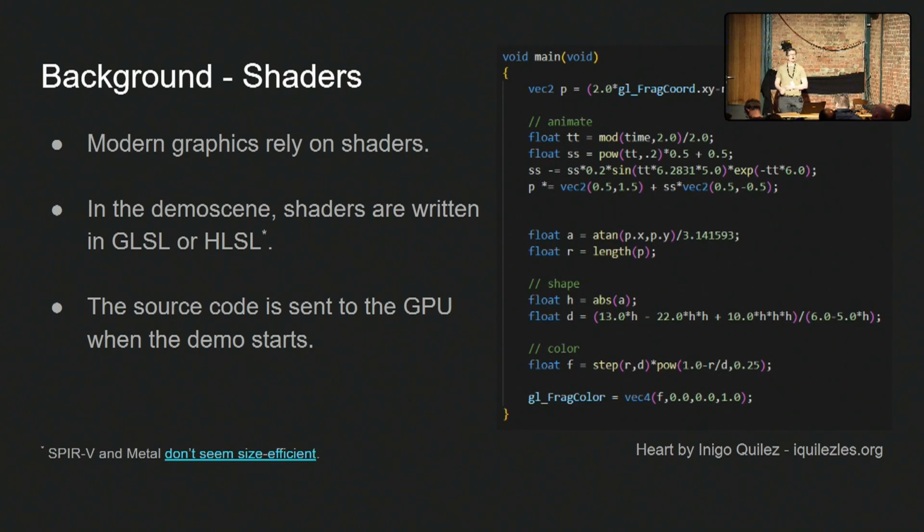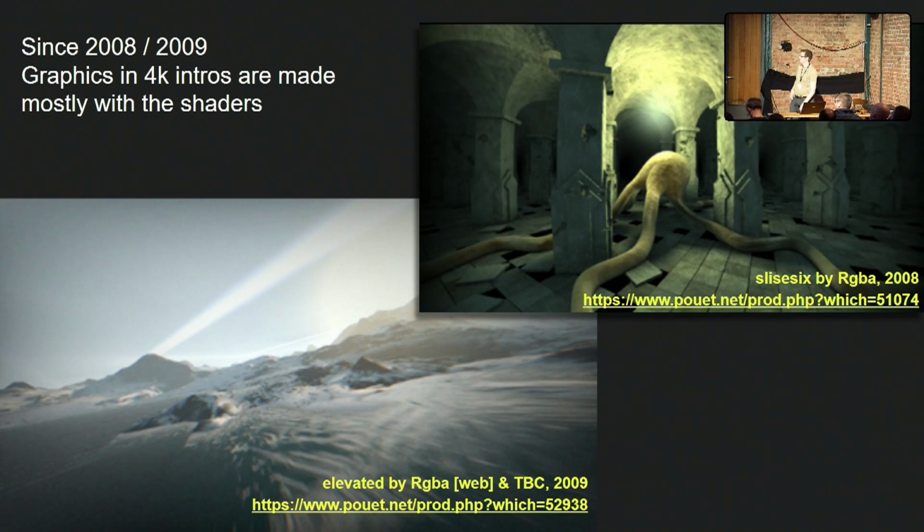The thing with shader source code is that typically in a demo, you embed the source code inside the demo, and at the beginning of the demo, you send it to the GPU, where the source code will be compiled and executed on the GPU. So this means that you have to be careful with the size of your shader.